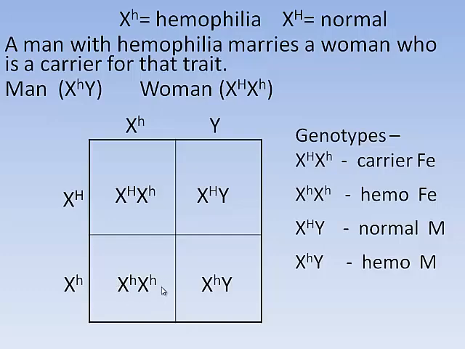Here's a female with hemophilia, which is a little unusual, right? She has two X chromosomes, one from her mom, one from her dad. Both of them carry the recessive allele, right? So she's a hemophiliac female or an affected female. And here's a male with hemophilia. He has one copy of the X that he got from his mother that carried the recessive allele and the Y chromosome from his father. So he is an affected male or a hemophiliac male.